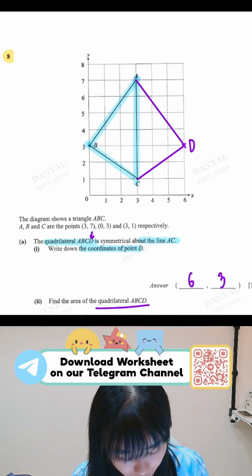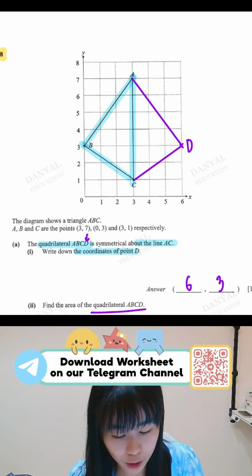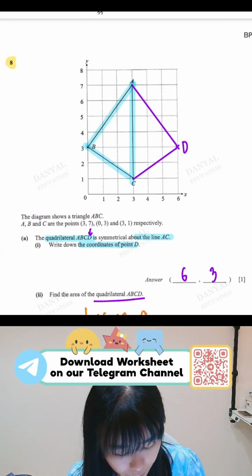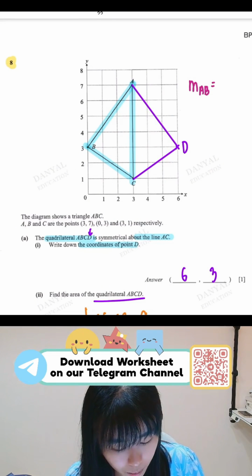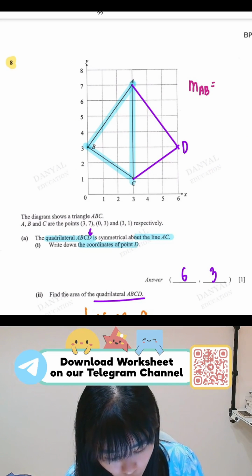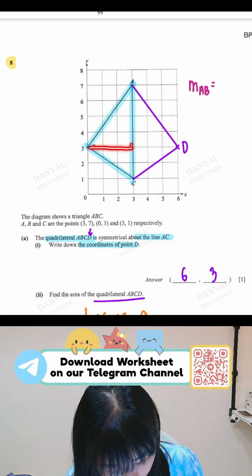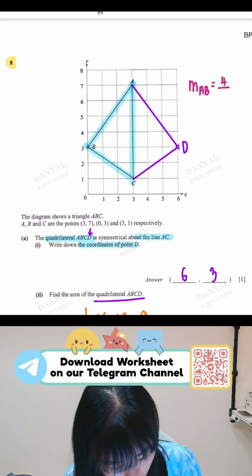Line AB. Line AB is this one. So actually it's an upward sloping line. You can use the formula or you can use rise over run. So 2 ways to find the gradient of AB. I'll show you 2 ways. First way is rise over run. So rise, always look at the vertical part like that. So you look at the vertical part, it is 1, 2, 3, 4. Run is 1, 2, 3.